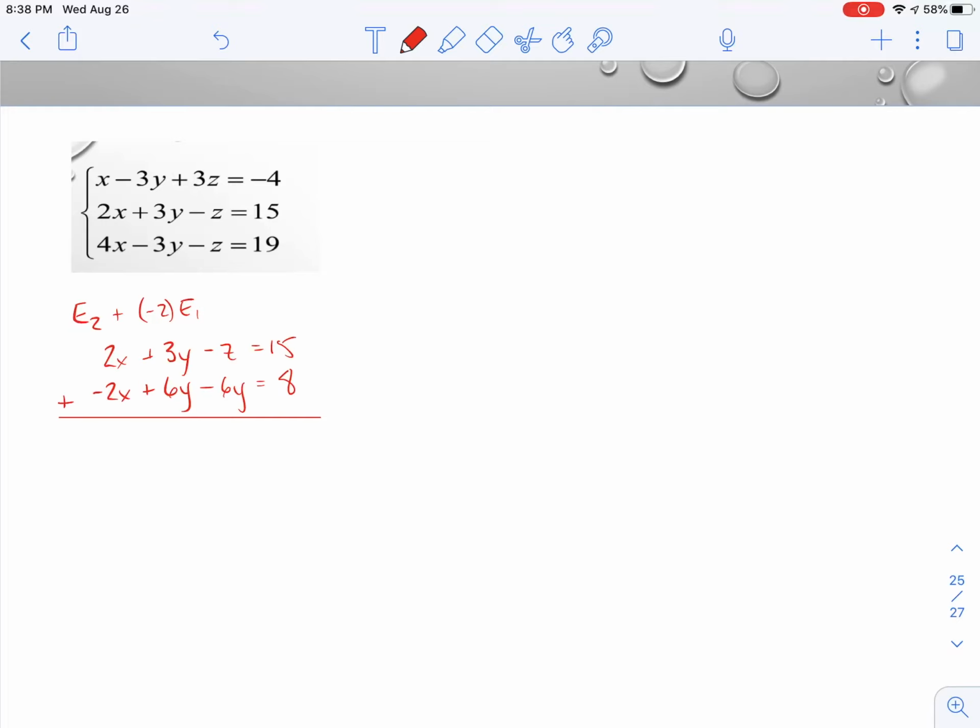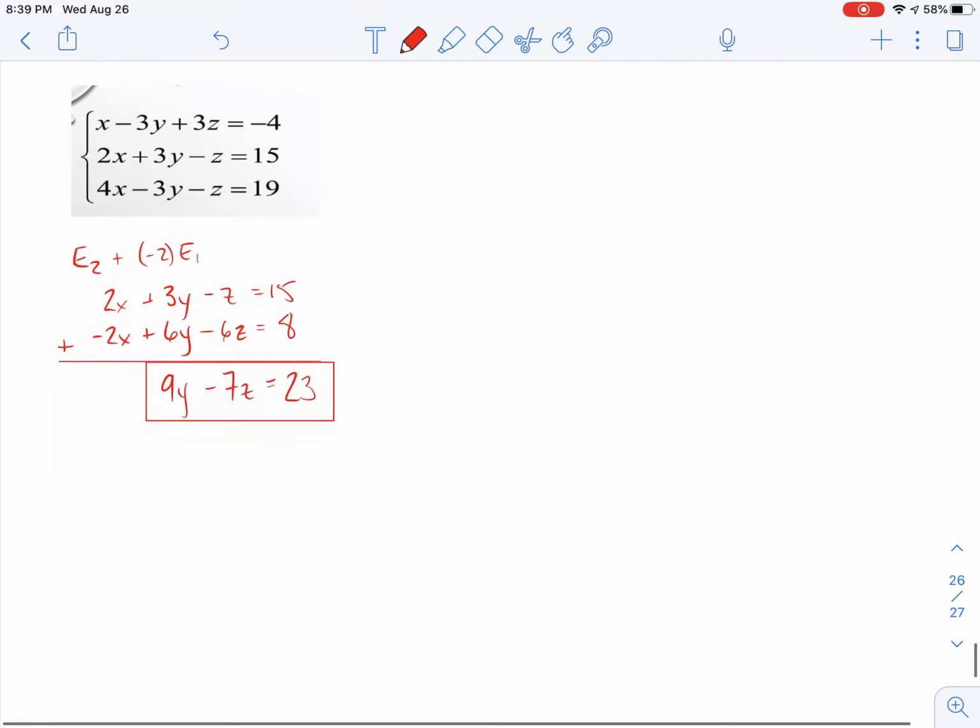So when I add them, the x's go away. 3y plus 6y gives me 9y. And negative z minus 6z, that should be a z, not a y, is going to give me negative 7z, and equals 23. So just like before, I'm now going to put a box around this. This is an equation with two unknowns.